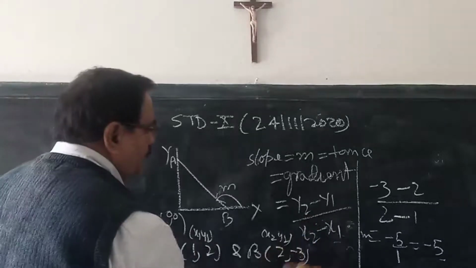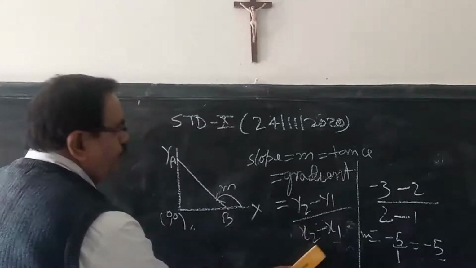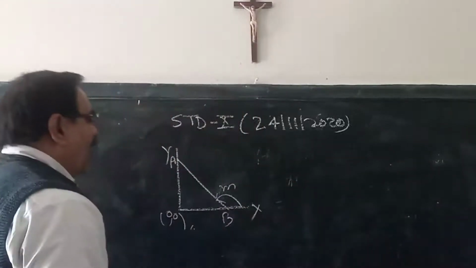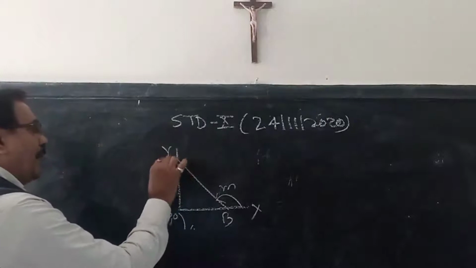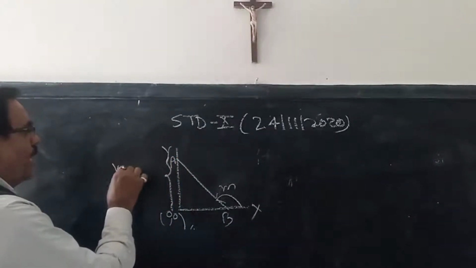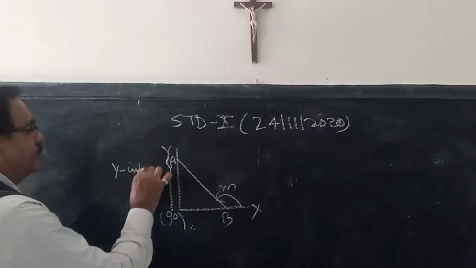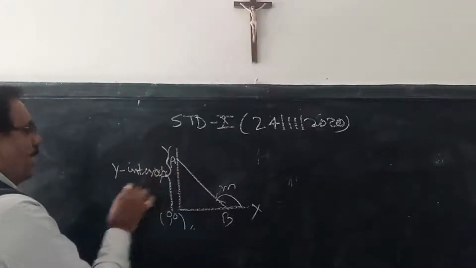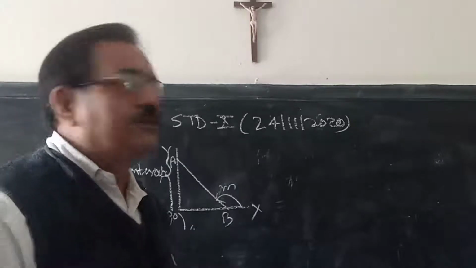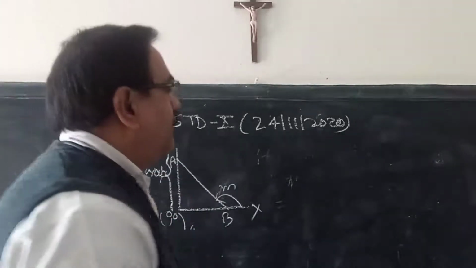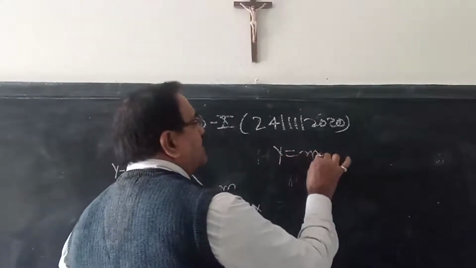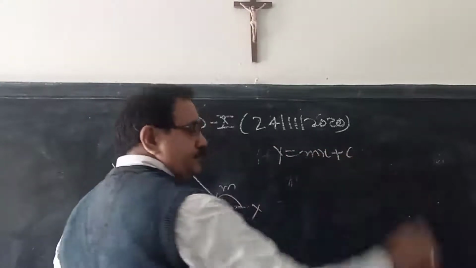Now this is about the slope. Now what is the y-intercept? The line AB cuts the y-axis at this much portion. This is known as the y-intercept, and this is denoted by a small c. The first equation you have studied in 9 is y is equal to mx plus c.